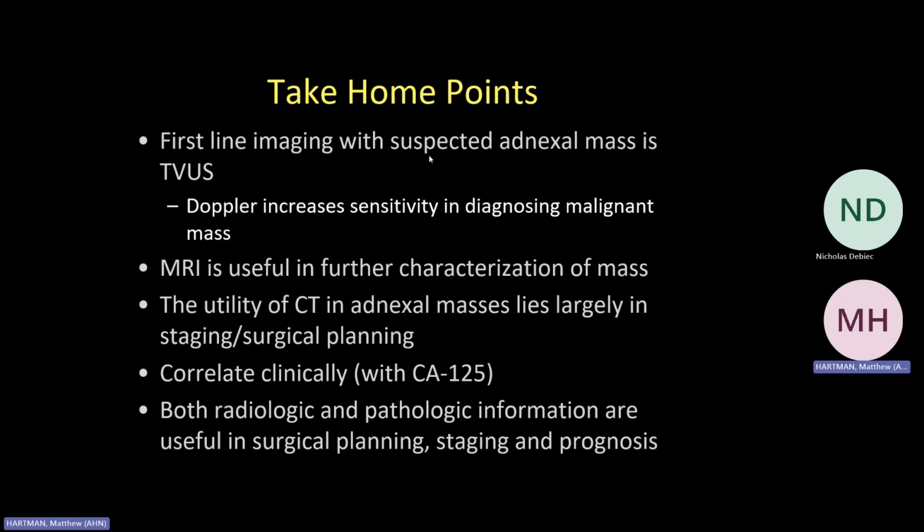So our first line imaging is going to be ultrasound. MRI is fantastic for characterizing the lesions. We saw the example with the teratoma where we saw the macroscopic fat in there. CT was great for the surgical planning, that case we saw with the omental caking. Our gyn-onc colleagues will always be correlating with the CA-125 levels. And for surgical planning, having an understanding of the rad path basics is going to make you a lot more confident with understanding what's going on.